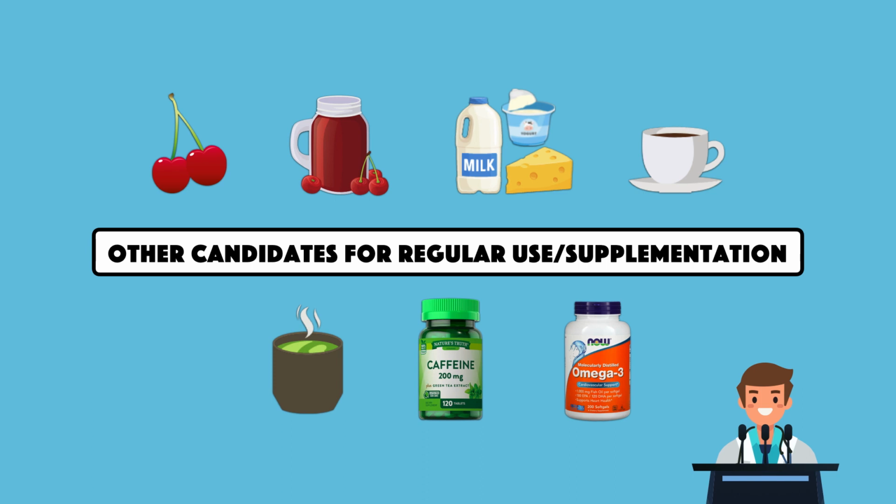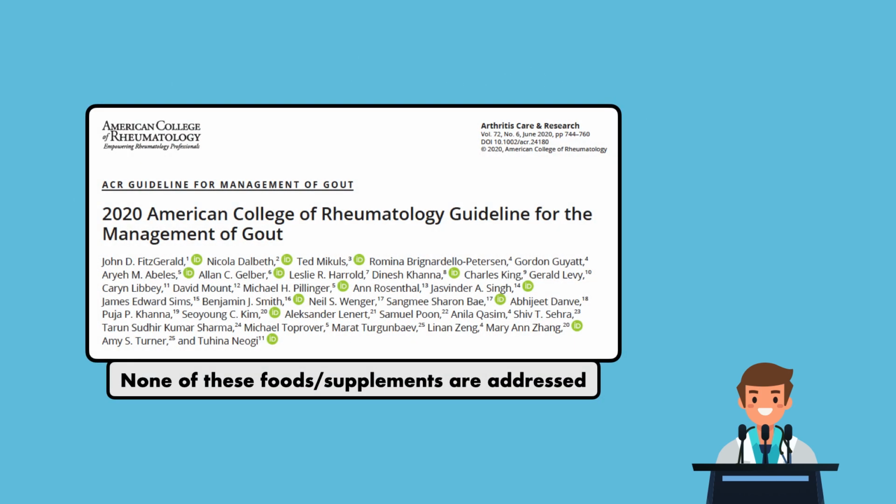Other individual foods and supplements that appear in the literature as candidates for regular use or supplementation include cherries, tart cherry juice, dairy, coffee, tea, caffeine, and omega-3 fatty acids. None of these foods or supplements are addressed in the recommendations from the 2020 American College of Rheumatology Guideline for the Management of Gout. I'm not willing to totally discount any of them, though I don't feel there's sufficient data to recommend them to patients.